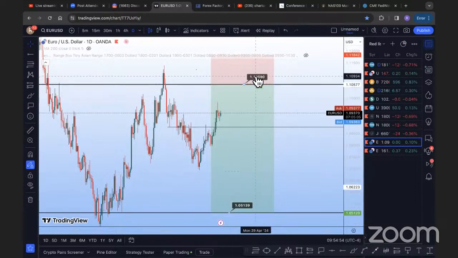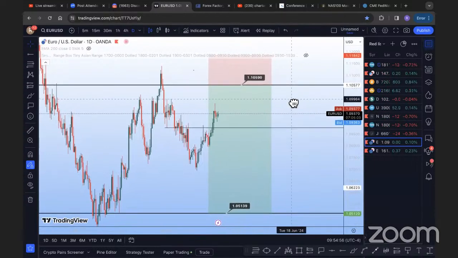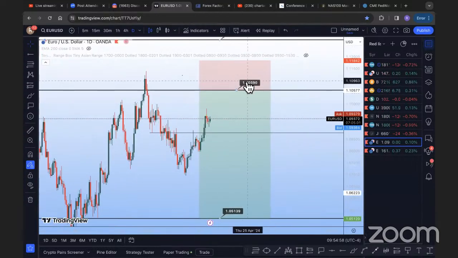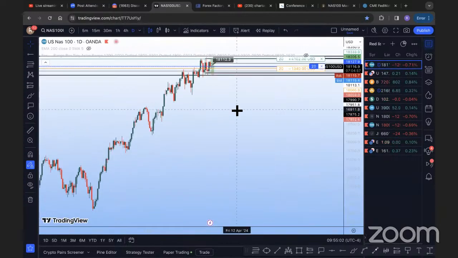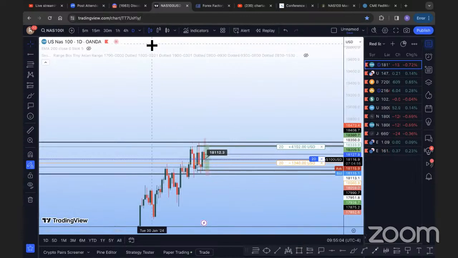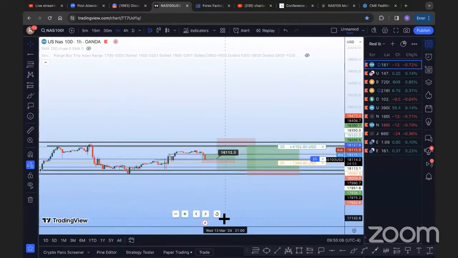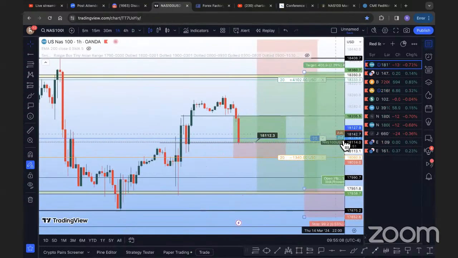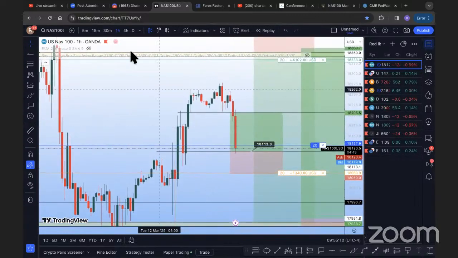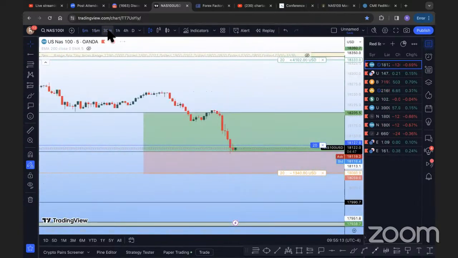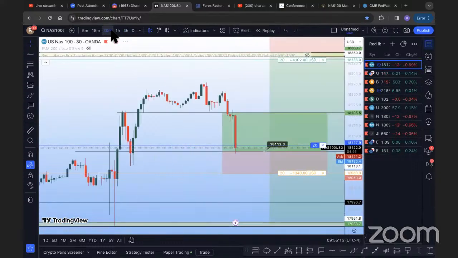Euro USD heading towards that 1.106 entry price, looking for an entry there. All right, no rejection so far, or at least it's a very weak rejection.